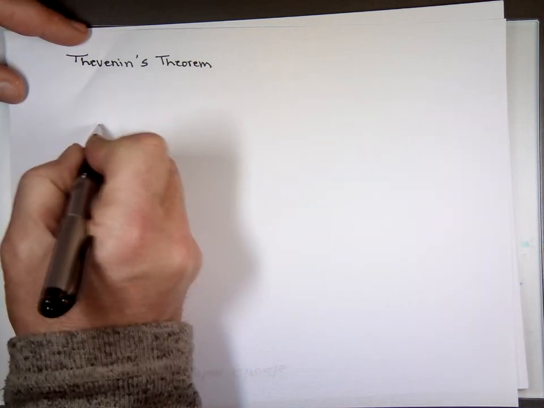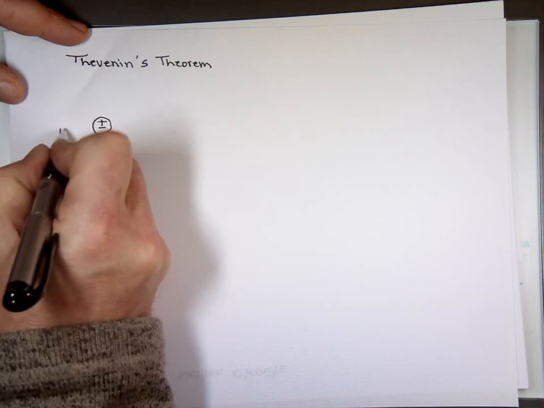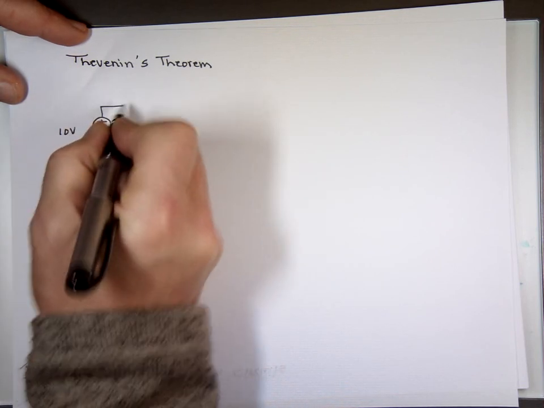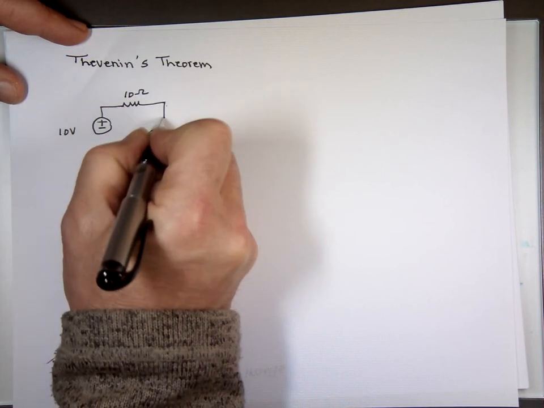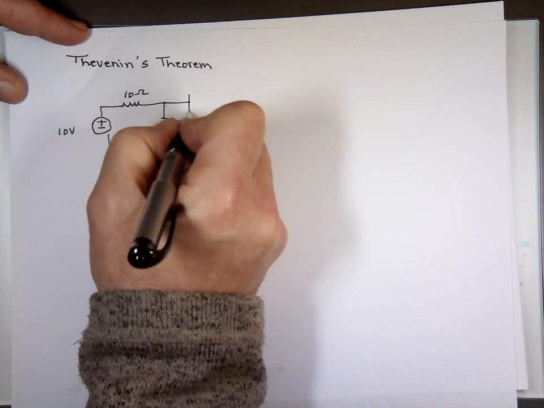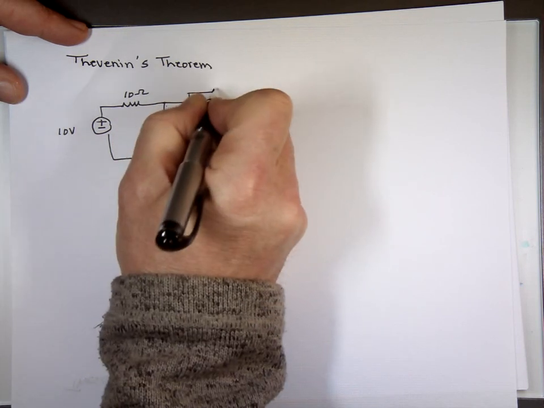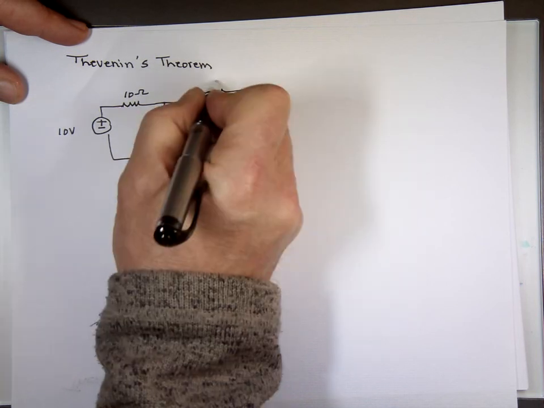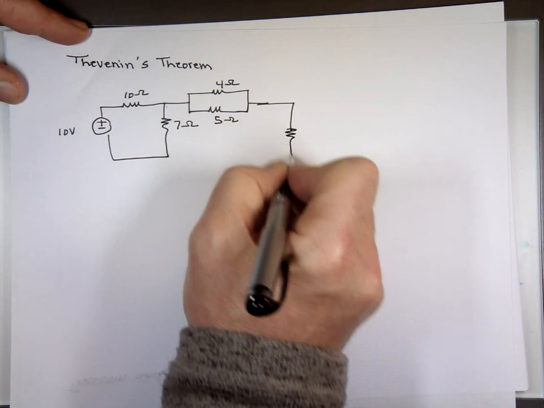You could have a circuit that looks like this. I'm just making up an example, like a 10-volt source with 10 ohms here, 7 ohms, 5 ohms, 4 ohms, and let's say this is my load resistor.